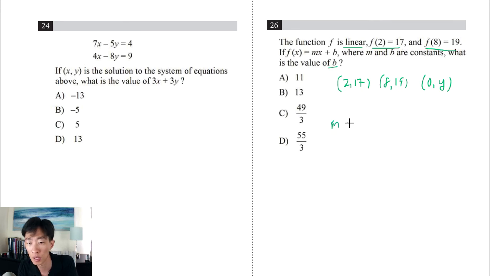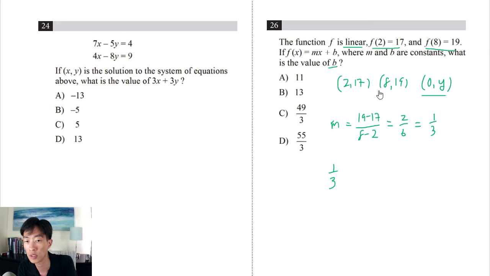First of all, the slope. Let's subtract the smaller numbers from the bigger numbers. So it's going to be 19 minus 17, and you have to be consistent, divided by 8 minus 2. So that's going to be 2 divided by 6 equals 1/3. So the slope of this line is 1/3. We already know m.